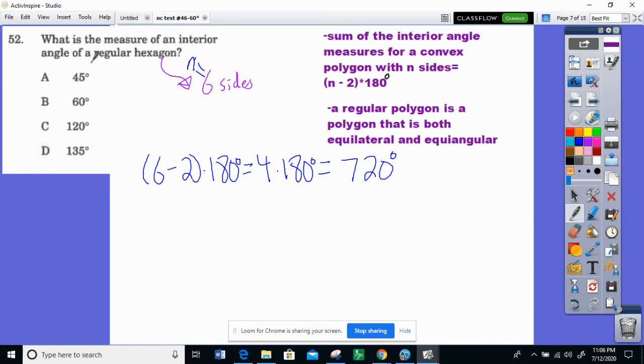But if it's a regular hexagon, it's an equilateral and equiangular hexagon, which means that if we want the measure of one interior angle, since all 6 angles are going to be congruent, we can divide that by 6, and that is going to give us 120 degrees for C.